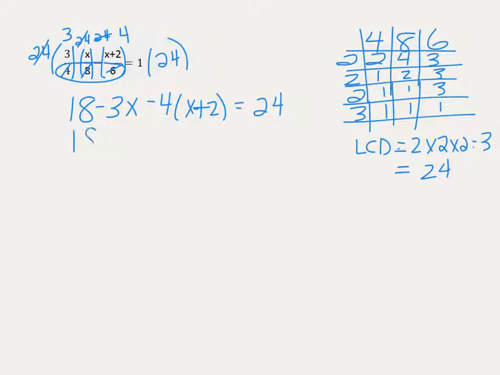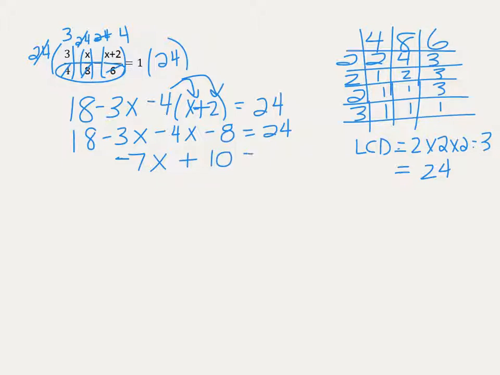Now we have some additional simplification to do here. So we're going to take our monomial of minus 4 and multiply it by everything in the bracket. Minus 4x minus 8 is equal to 24. We're going to clean this up by putting our x's together, so negative 7x. And then our constants, 18 minus 8, will give us plus 10 is equal to 24.